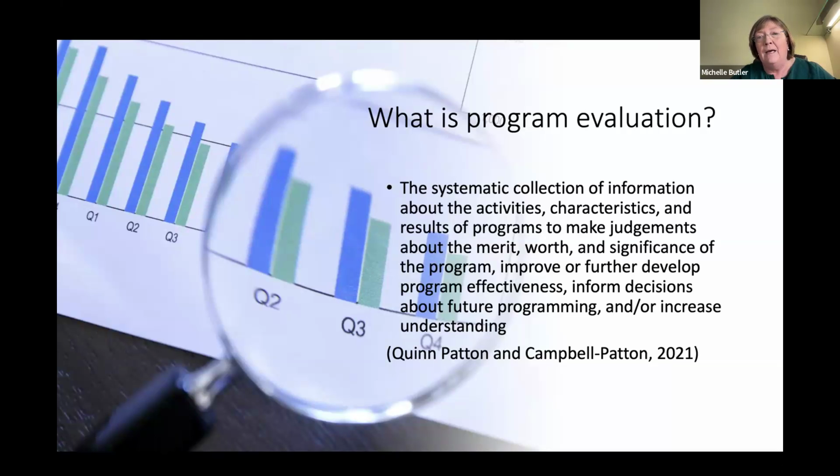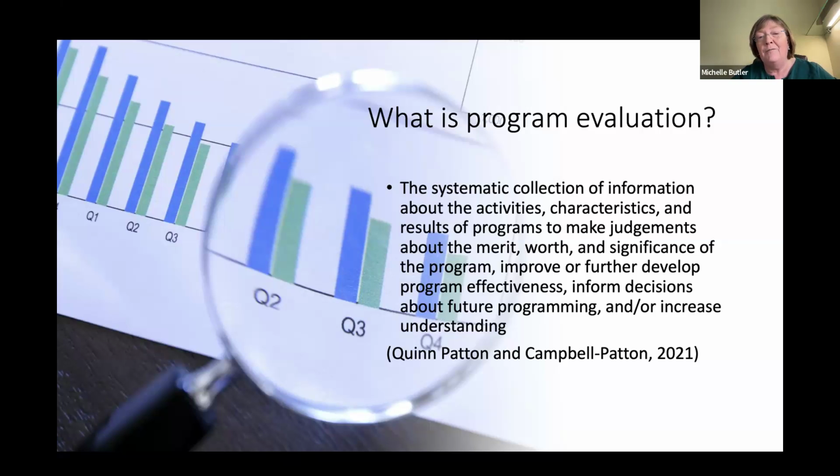And in terms of program evaluation, what we're talking about is the systematic collection of information about the activities, the characteristics, and the results of programs to make judgments about their merit, worth, and the significance of the program, to improve or further develop program effectiveness, to inform decisions about future programming, and or to increase understanding. So there's an awful lot of different things we might want to do from the statement.